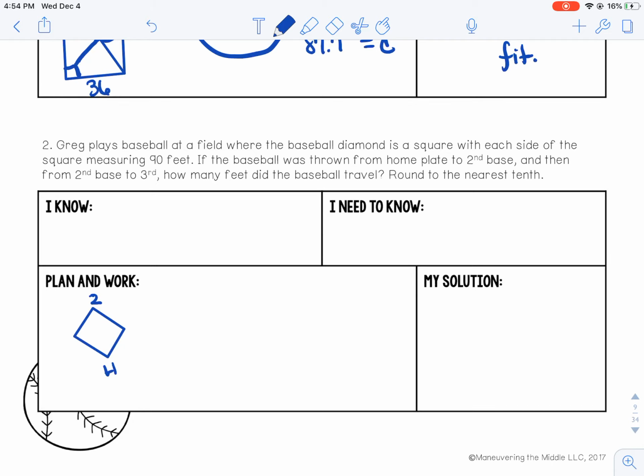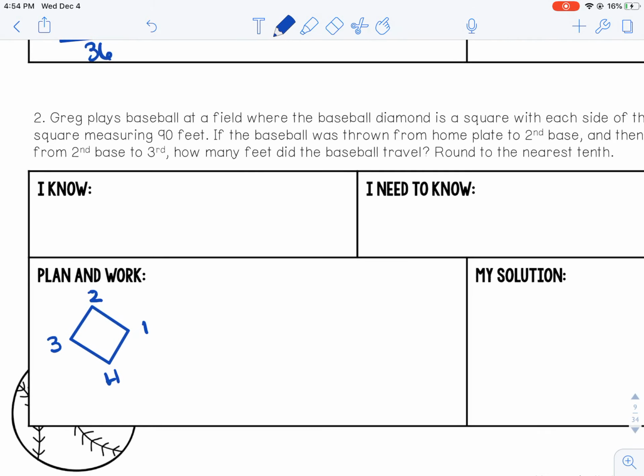This would be second. There's first. There's third. All right, so I'm going to try to zoom in on that a little bit. The ball, I'm going to change my color here. The ball is going to be thrown from home base to second base, and then from second base to third base. So we have to find the distance of those two red lines.